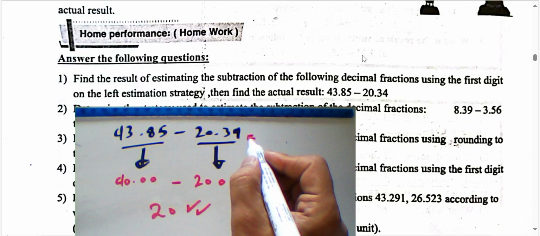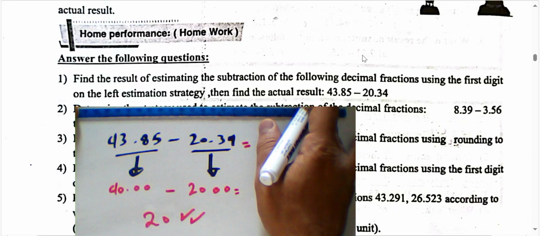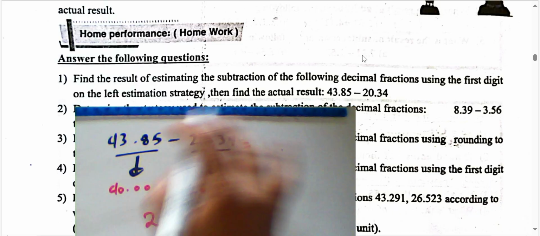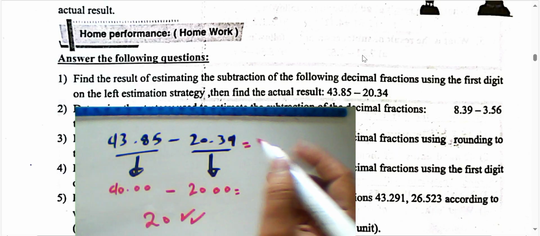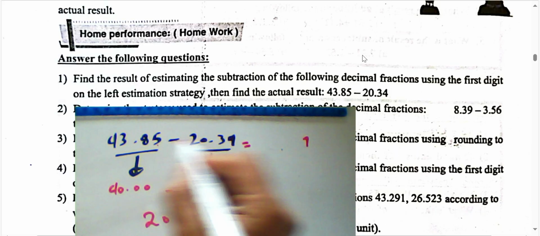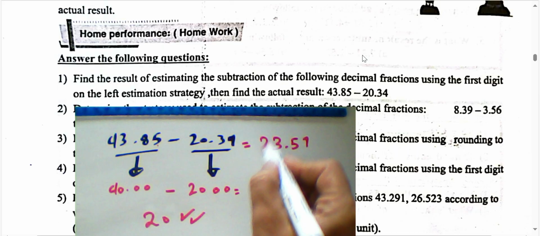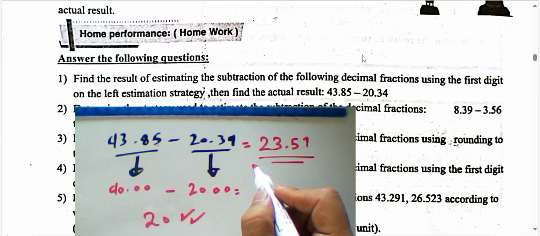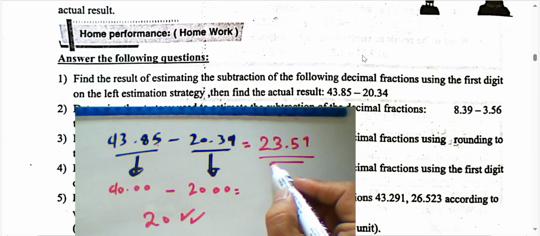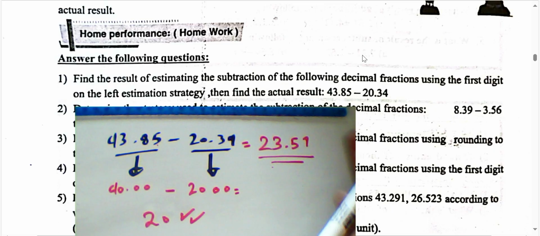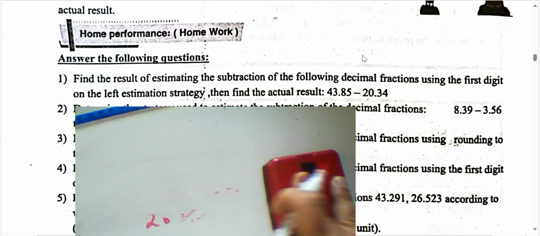And also you want to find the actual number. The actual number means the difference between the two numbers in reality. 5 minus 4 equals 1. 8 minus 3 equals 5. 3 minus 0 equals 3 and 4 minus 2 equals 2. Then the result will be 23 and 51 hundredths, the actual number compared to this estimation. Okay. Next question.